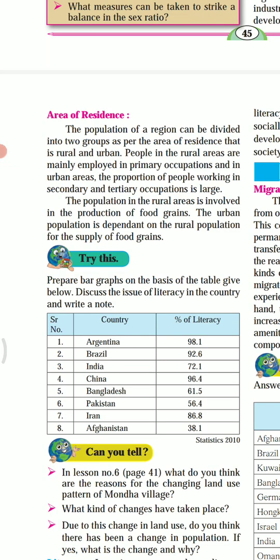So children, here I have discussed all the questions which are given in page number 46, and mainly these questions are based on the pictures given in page number 41 of your textbook. And also here I have discussed the area of residence structure. Area of residence structure means the population of a region can be divided into two groups as per the area of residence, that is rural and urban.